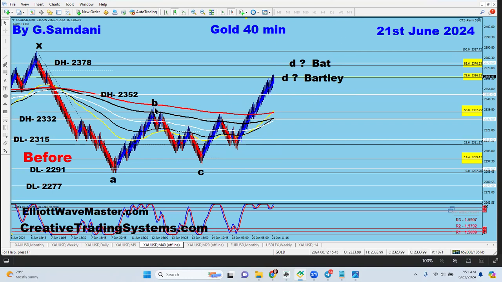Now, if it is an ABC correction, A, B, and C, then what it will do is come down big time, A, maybe wave 1 in 5 waves, 1, 2, 3, 4, 5. Then it will go up for wave 2, and so on and so forth. So be very careful, but this is the area where I'm expecting a turn. And obviously, it's a 40-minute chart.